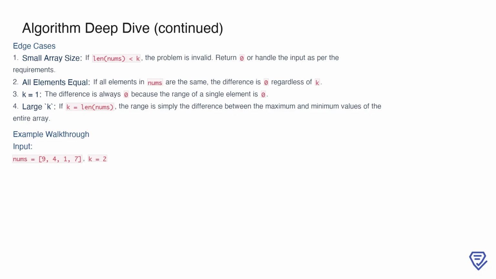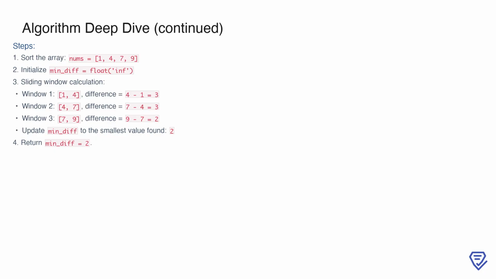Now, let's walk through an example to see the algorithm in action. Take the input nums equals [9, 4, 1, 7], and k equals 2. First, we sort the array, resulting in nums equals [1, 4, 7, 9]. We then initialize min_diff to a very large value, such as float('inf'). Next, we calculate the range for each sliding window of size k.